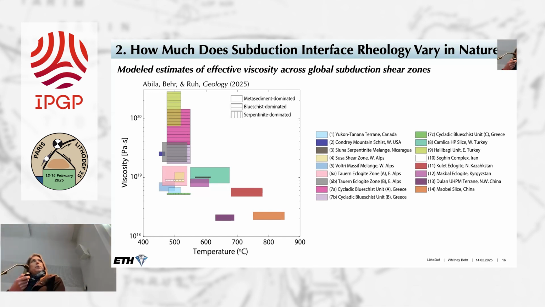So this illustrates that we really do have a variety, maybe an order of magnitude and a half of variation, in natural subduction shear zones. They're not all concentrated in only weak material.